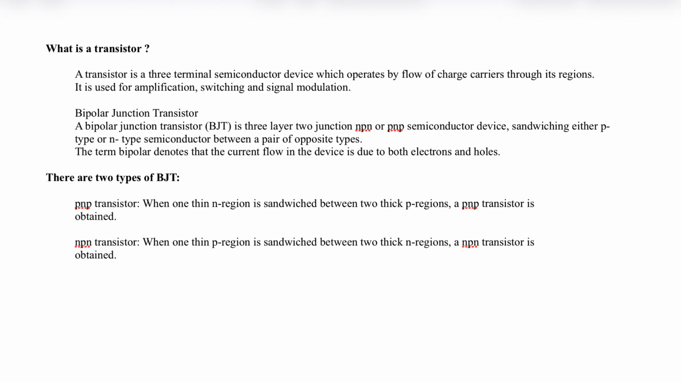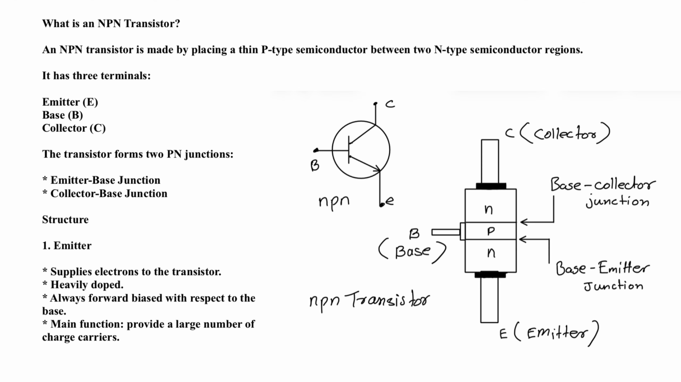PNP transistor: when one thin N region is sandwiched between two thick P regions, a PNP transistor is obtained. NPN transistor: when one thin P region is sandwiched between two thick N regions, an NPN transistor is obtained.